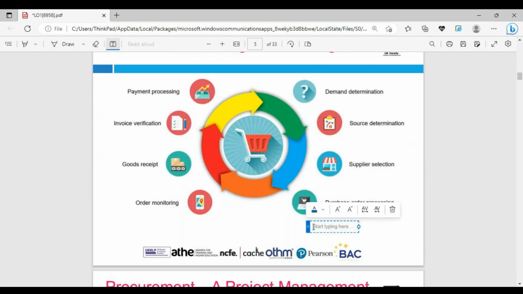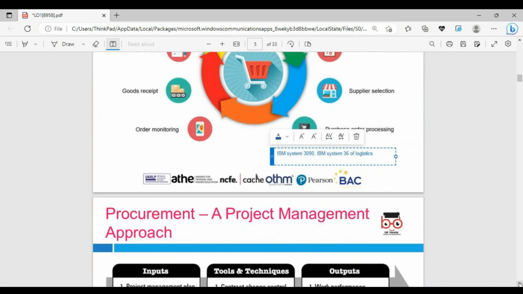That's crucial. There are a number of IT systems which we can look at, and one of them is called IBM System 3090, or we call it IBM System 36, of which logistics and procurement is a branch. So that's really how we can look at and manage everything.